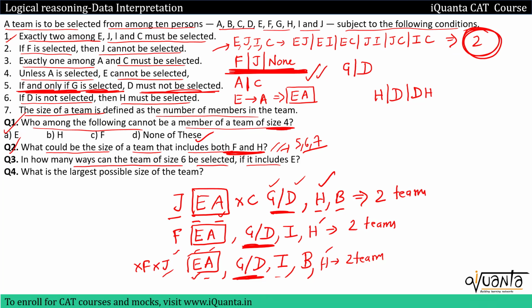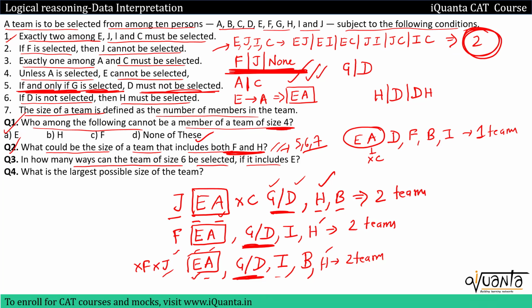I will form a team in which I will have only D present. So again EA have to be there. I said I will have only D, so I will put D. I have selected A, so I cannot select C. Only 1 out of F and J can be in the team, so let me select F. Then B can also come in the team. Now 2 out of EJIC must be selected, so let me select I. So one team is possible from here. There won't be any other combination possible.